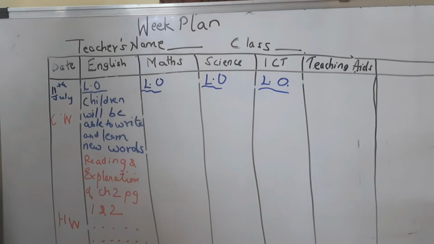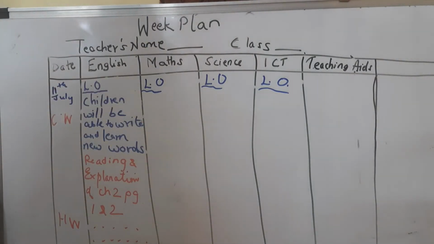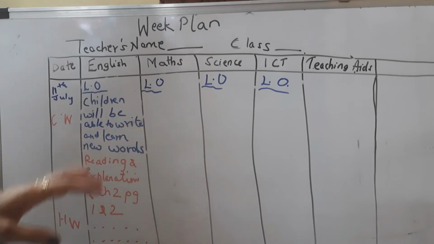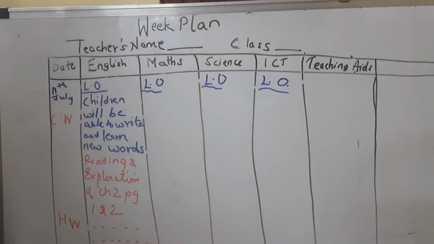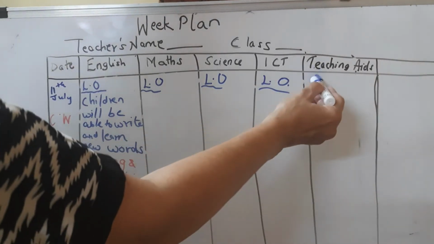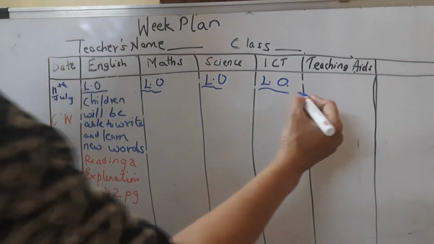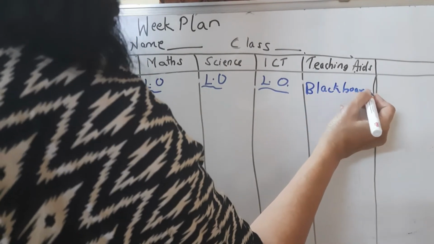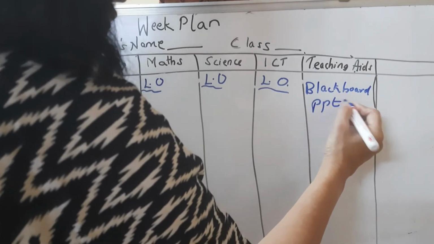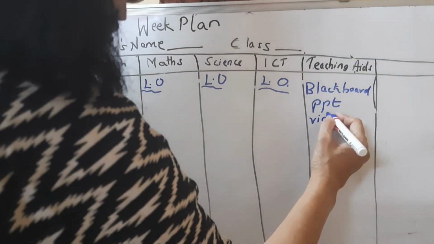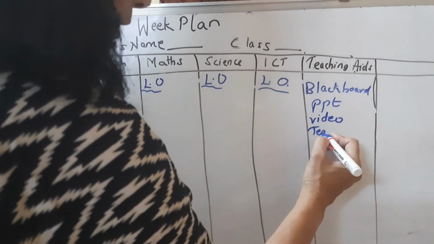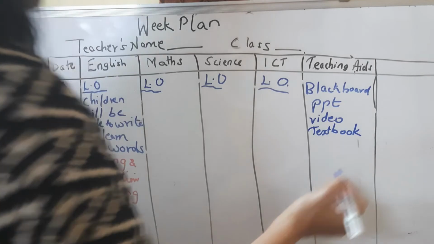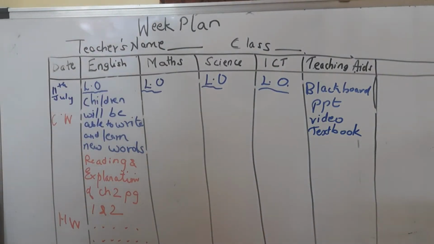And then you will be starting whatever chapter you're going to do in maths. Suppose I'm doing addition, so I will be writing here that children will be learning addition today. And this is the column which is called teaching aids. Now in English, if I am using the blackboard to teach the words, I will be writing here blackboard. If I am showing some PPT, I will be writing PPT. If I am showing some video, I will be writing video. If I am using the textbook, I will be writing here textbook.